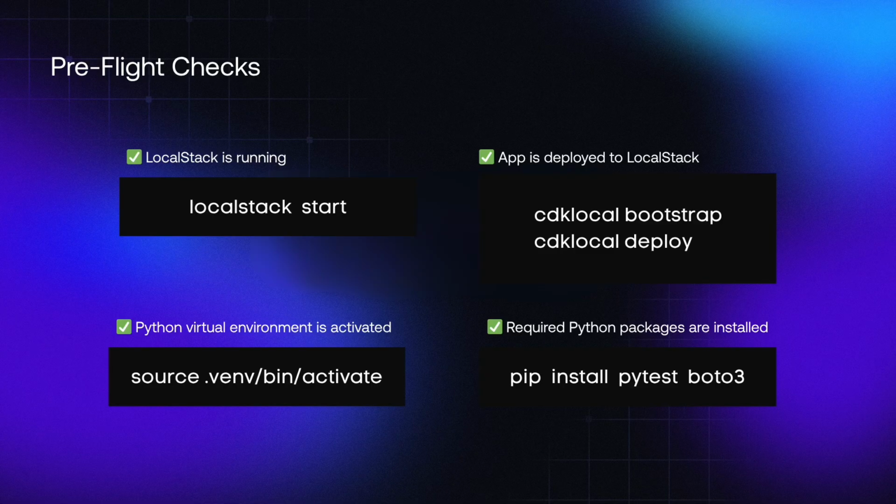Before we jump in, here's a quick pre-flight checklist to make sure everything's ready. Make sure LocalStack is running, your app is deployed, your virtual environment is active, and PyTest with Boto3 are installed. If all of these are green, you're good to go.